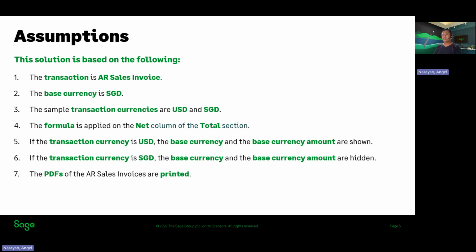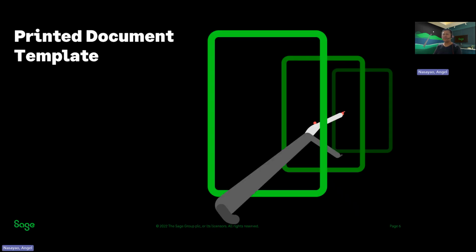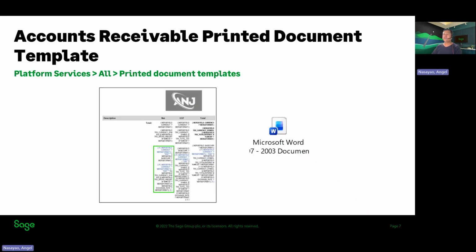All right, so let's look at the printed document template. The printed document template is using a formula. So merge field currency format is SGD. Then we're talking about the net amount, as we said in the assumption. If the currency is equal to SGD, which is the same as the base currency, then display blank, essentially. If not, then show the base currency in there.